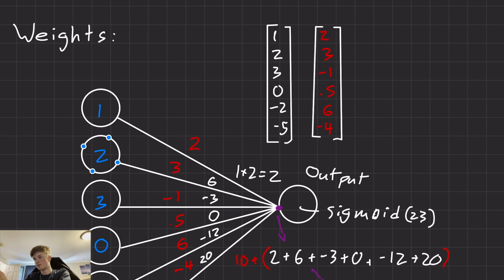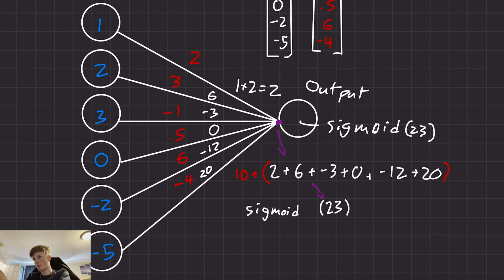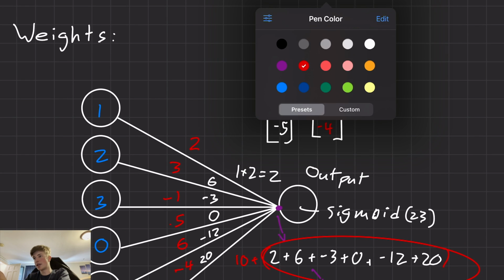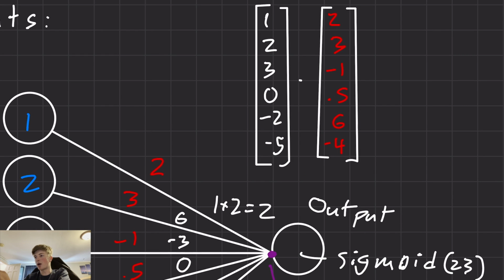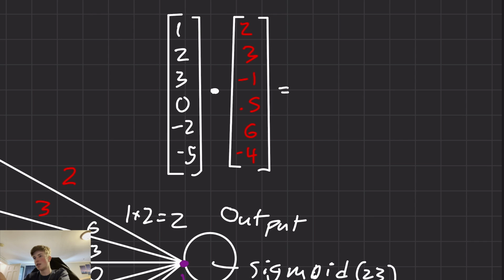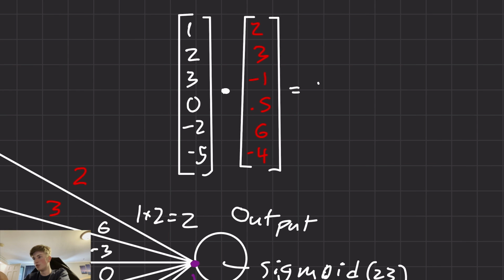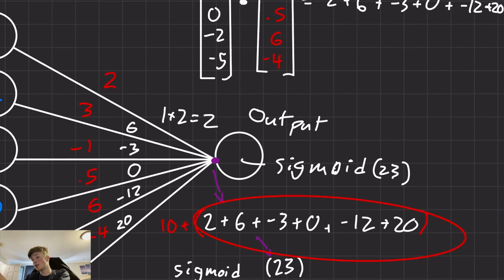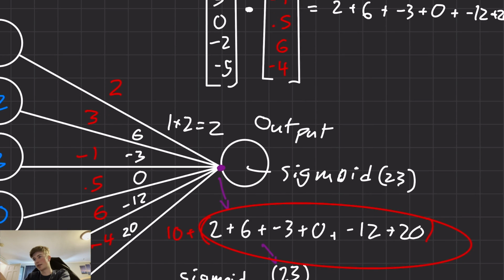And all we have to do for this first operation right here, in our activation, is just take a dot product. Because a dot product is simply going to multiply these values together and then add them. So the result of this dot product is going to be 2 plus 6 plus -3 plus 0 plus -12 plus 20. Which, if that looks familiar, it should, because that is just our first step in our activation function.